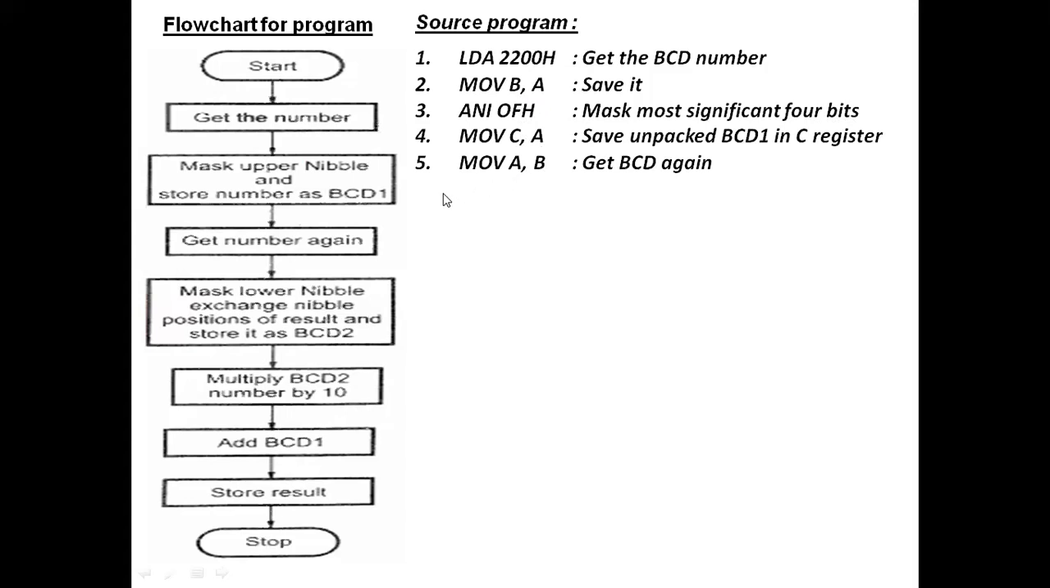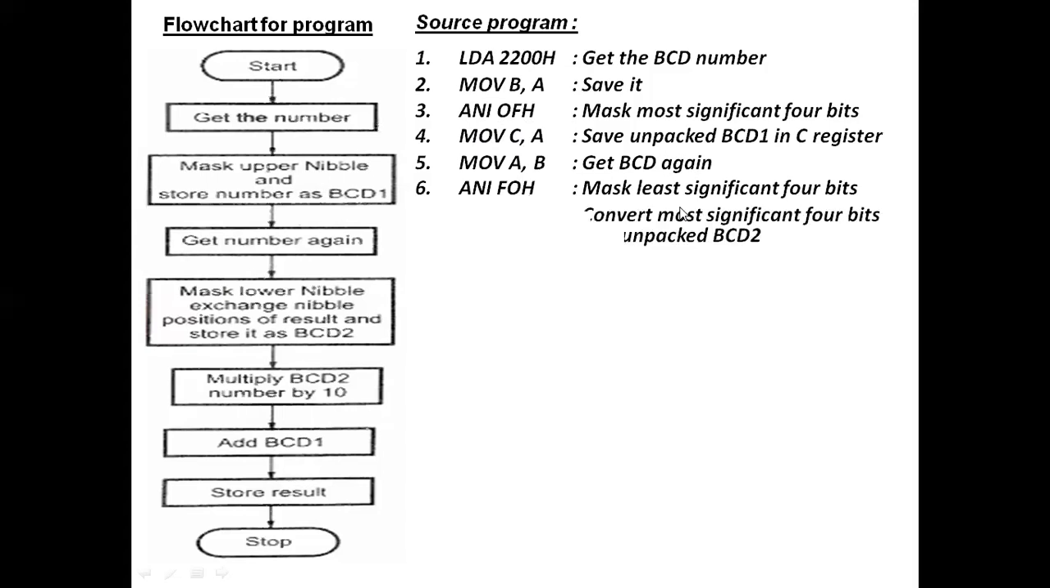And now the purpose is to mask the lower significant 4 bits. And lower significant 4 bits can be masked with F0, because the upper is masked with 0F, and this is masked with F0. When it is masked with F0, what will happen? The lower nibble will become 0 and the upper nibble will remain as it is. So this is the way by which we can mask the lower nibble.